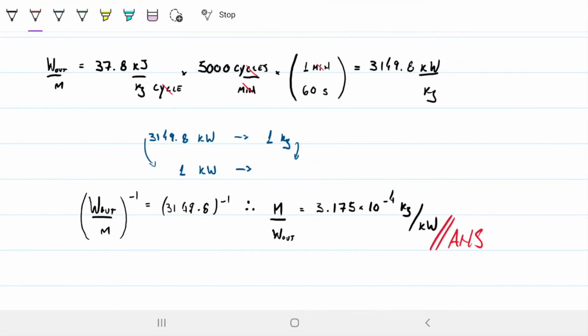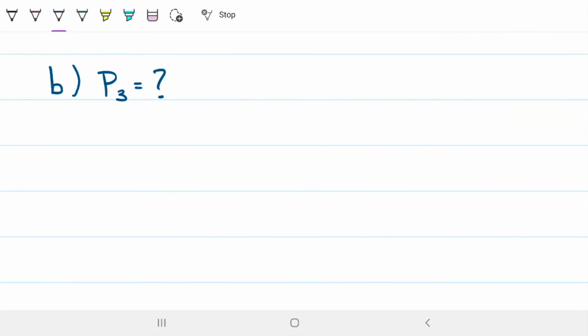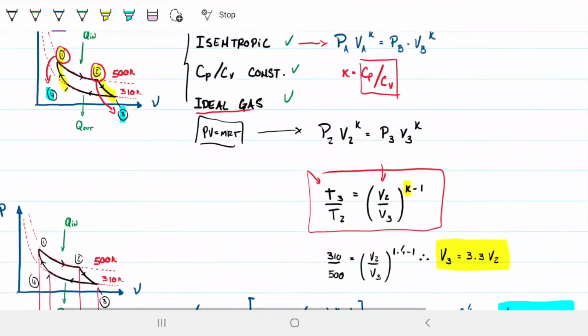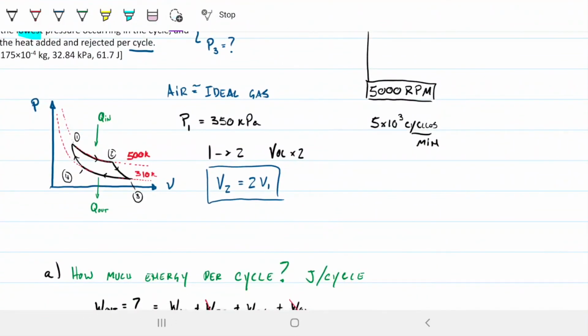Remember, B is asking us for the lowest pressure on the cycle. The lowest pressure on the cycle we found out in the beginning, this is P3. So this is asking us, what is P3? And now that we have defined most of the cycle, this is quite straightforward, right? Because remember that the thing that we do have is P1, and so we can use P1. I might grab the diagram once again. The one that I didn't draw over. Here it is.